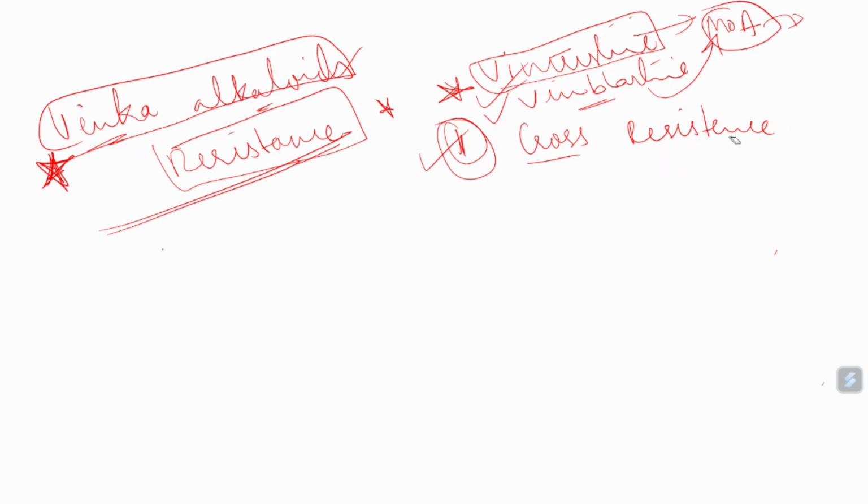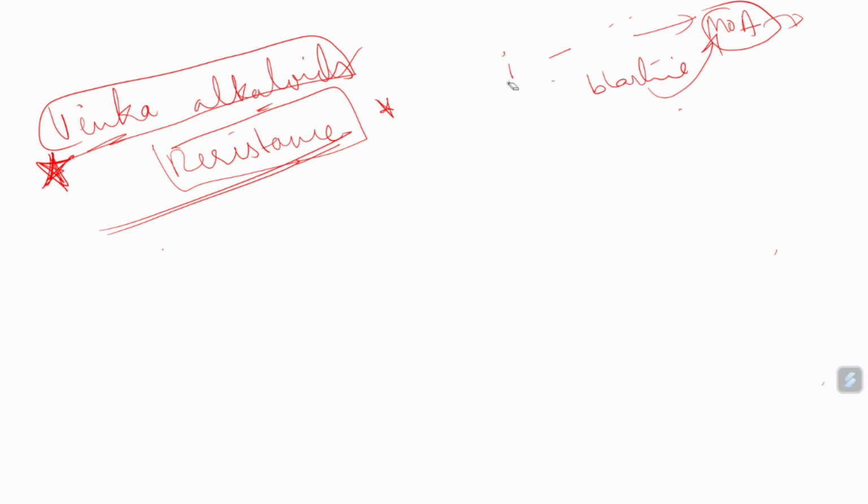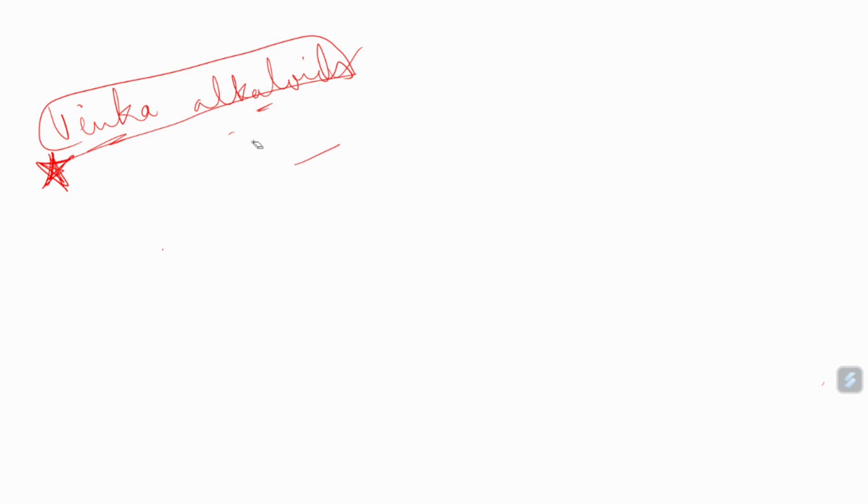The patient expresses P glycoprotein, and in that patient Vinca alkaloid should be the drug of choice. Vinca alkaloids must be given. So in that case, what will you do? Anybody from the class?